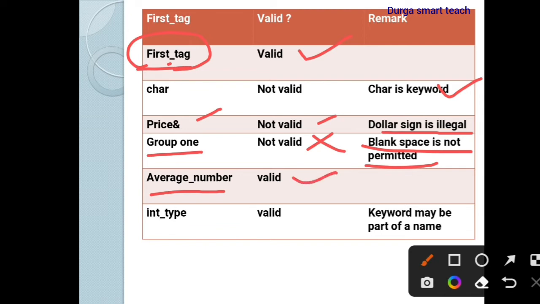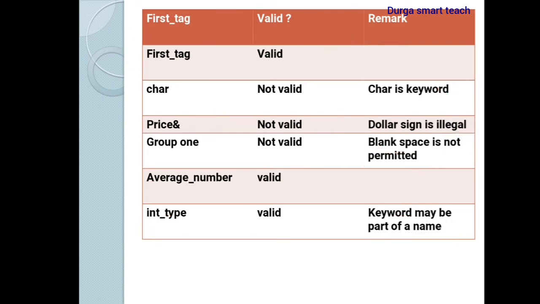Okay. Int_type: it is also valid. Even though int is a keyword, a keyword may be part of the name. Only the keyword by itself cannot be used, but it is valid along with some other words. Okay, so these are the valid and invalid points.